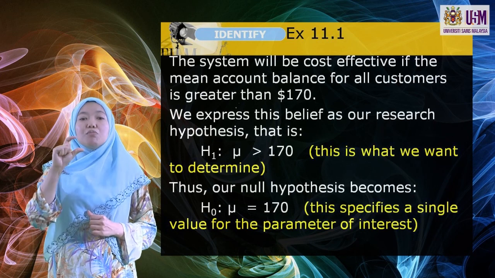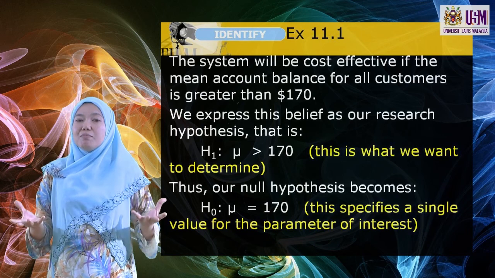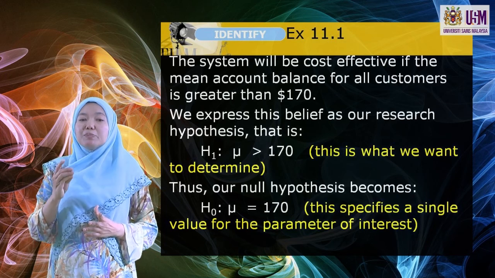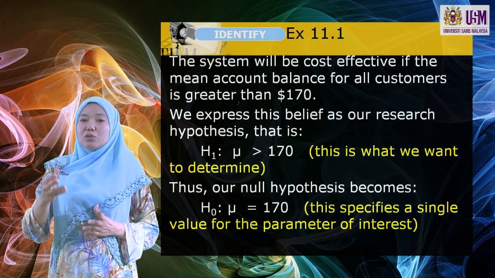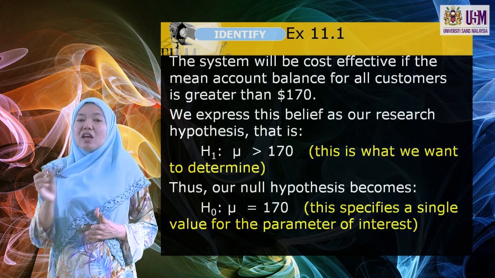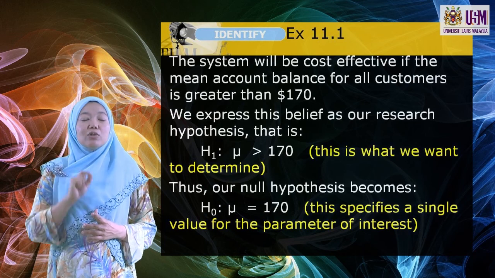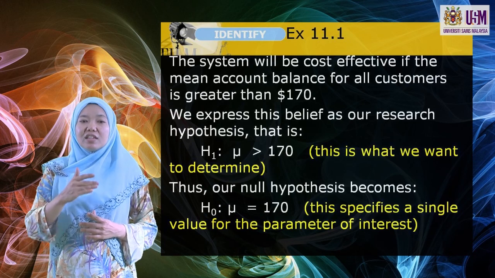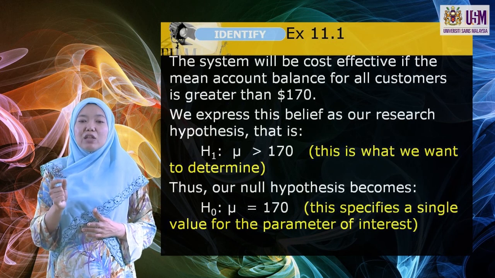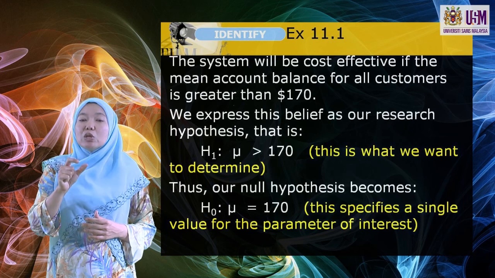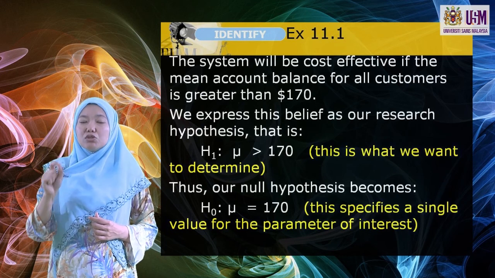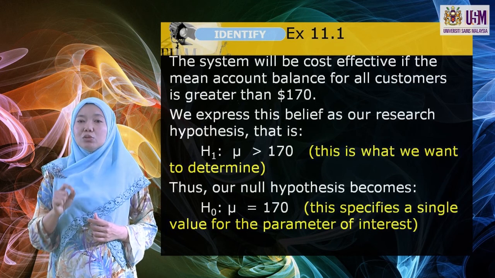Why can the statement mu greater than 170 not be H0? Bear in mind, I told you earlier, H0 must be a statement of equality. So in that case, you write mu equals exactly 170, and that is our H0, our null hypothesis. H0: mu equals 170 specifies a single value for the parameter of interest. While mu greater than 170, that is our H1 just now, is what you would like to determine or examine.